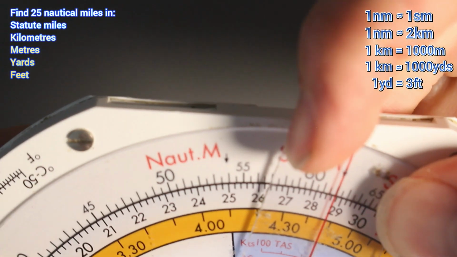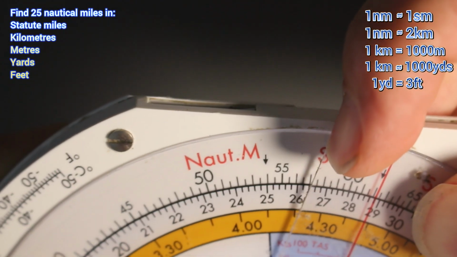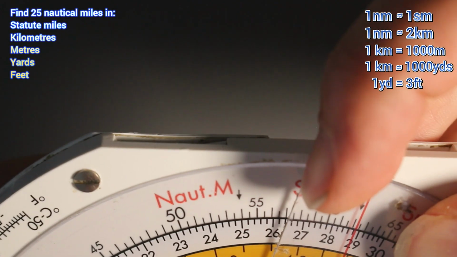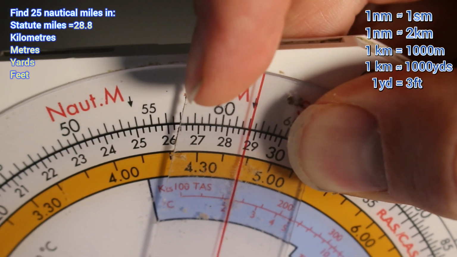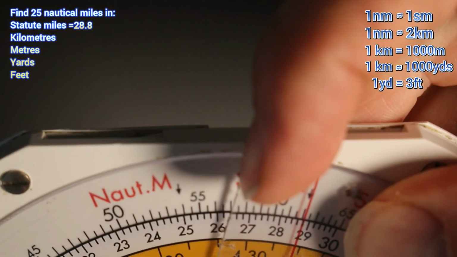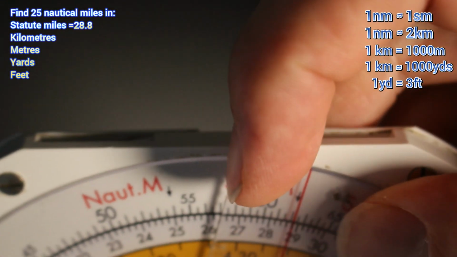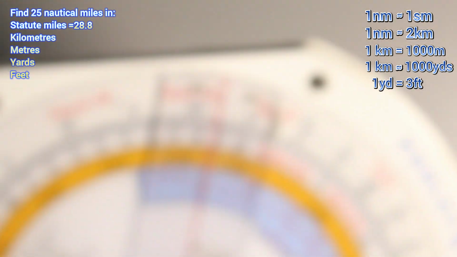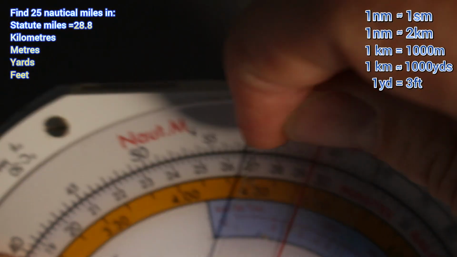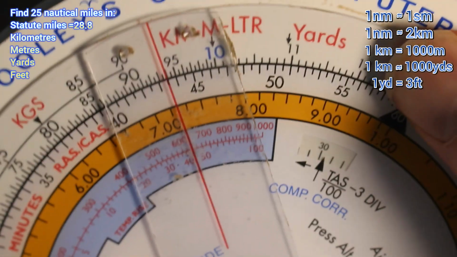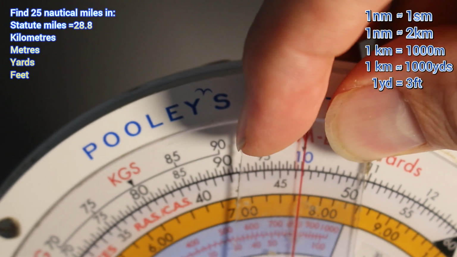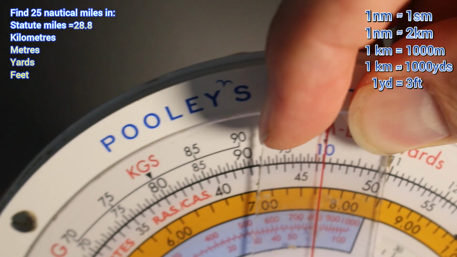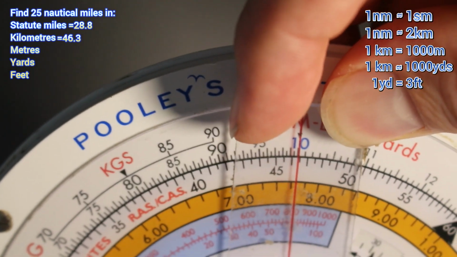Well, there is the statute miles mark, and that would be approximately 28.8 statute miles. So 25 nautical miles is 28.8 statute miles. I know that it's going to be about half the number of kilometres, so I'm looking for something around 50 kilometres. Let's bring it round to 50. 46.3. Yep, fair enough.